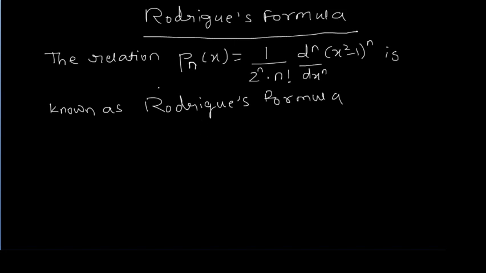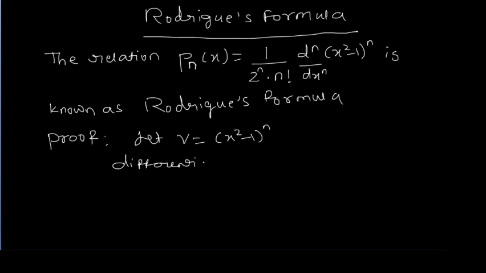Now we prove this relation. To prove this relation, we assume that v is equal to (x squared minus 1) whole raised to n. Now, differentiating.